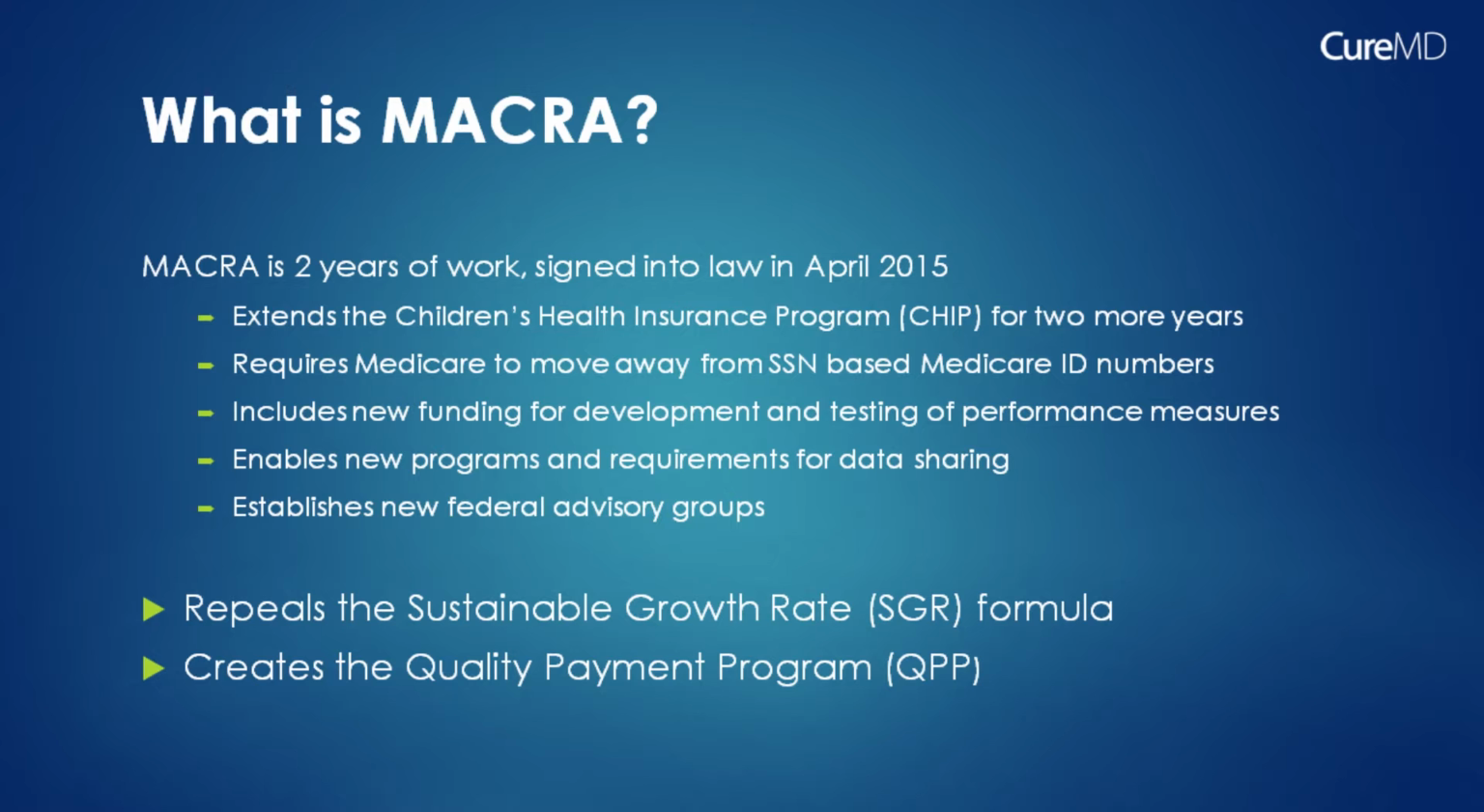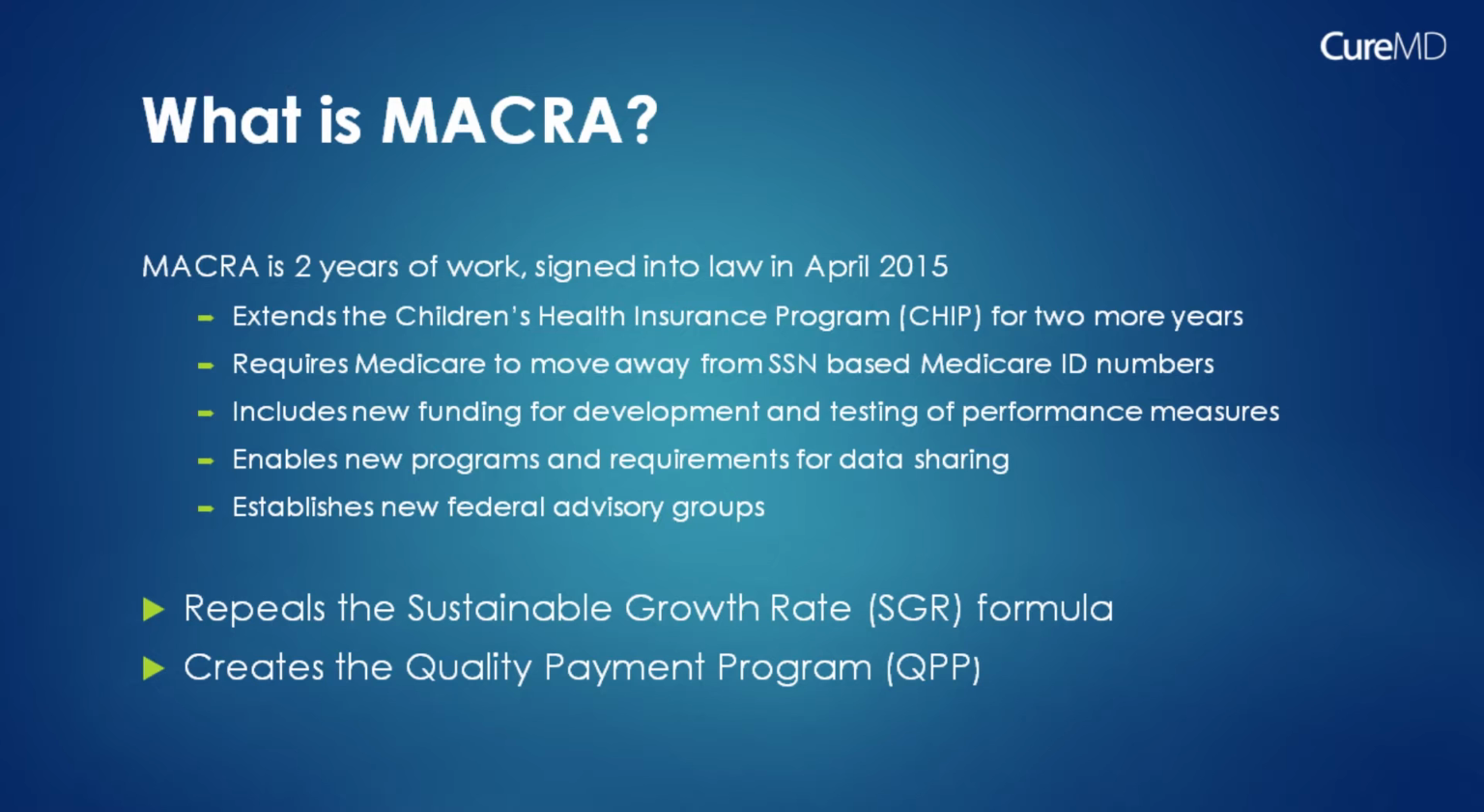And the sustainable growth rate in itself was created so that you could control Medicare costs. So that kept happening, and up till last year, that percentage cut to the Medicare fee schedule was supposed to be around 25%. So MACRA got rid of the sustainable growth rate and replaced it with something called the Quality Payment Program. So this is the new model of reimbursement for Medicare providers.